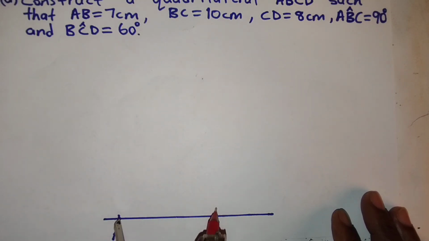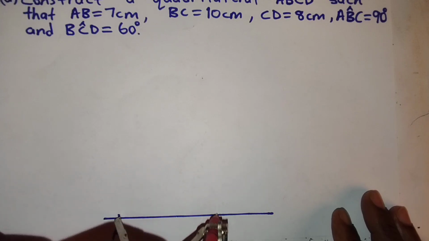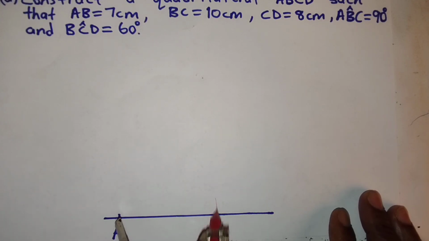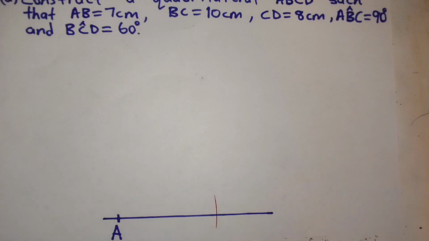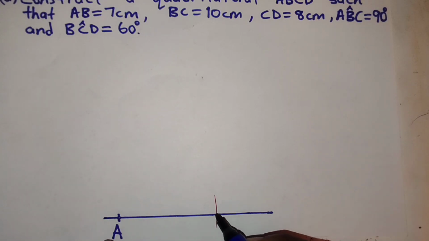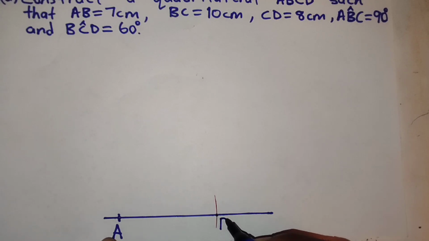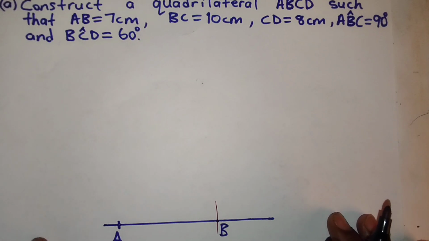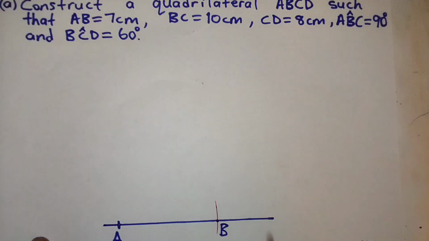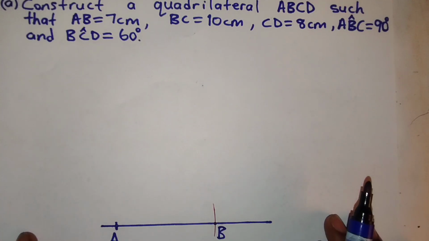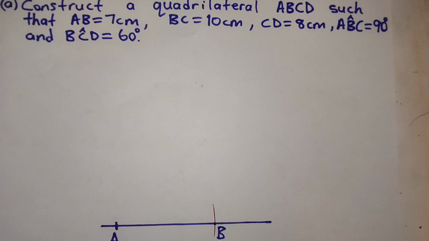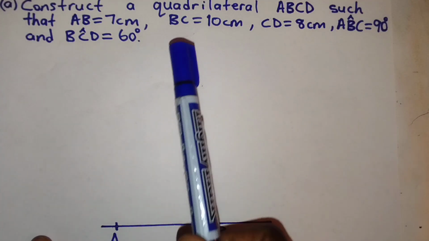Now with A as my center and the radius of 7 centimeters, I will construct an arc along this line. Where this arc meets the line, that's the position of B. So AB is 7 centimeters.